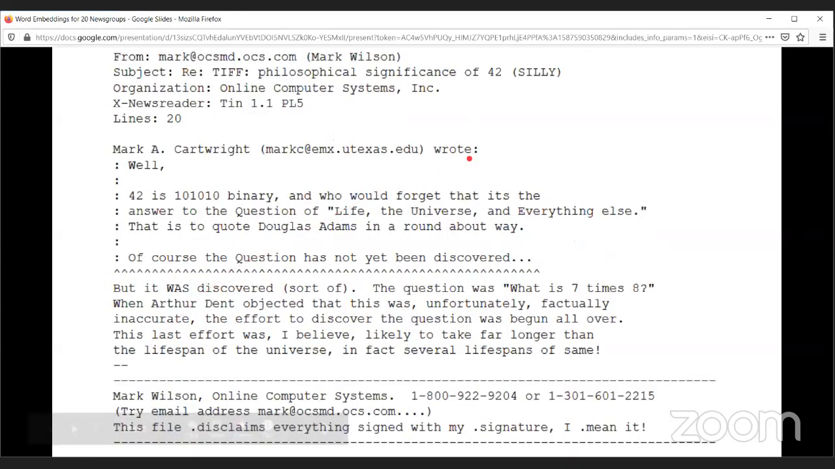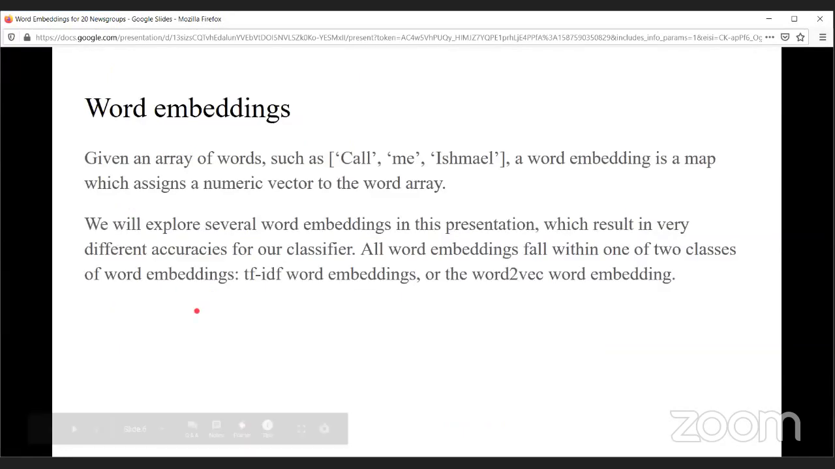Okay, so here's another example of an email. As you can see, there are these punctuation marks, which you would expect would cause some problems for our classifier, and I investigate punctuation later on. So real quick, what is a word embedding? Given an array of words, if we're going to do some machine learning on it, we want to convert that array into a numeric vector. A word embedding is just a way of taking a word array and assigning it a vector. The two word embeddings I'm going to be working with are TF-IDF and the word2vec method.